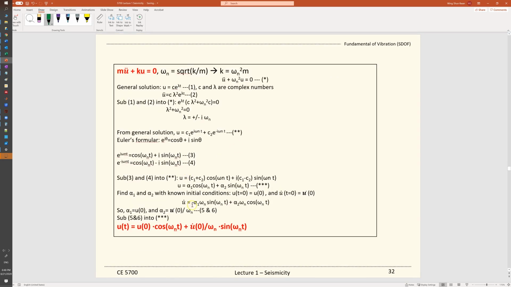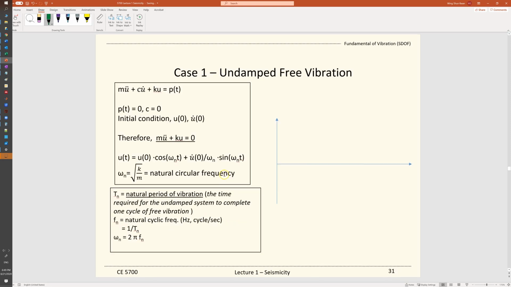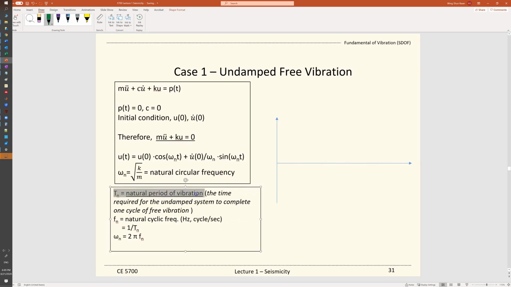It would be great if you can figure out all this math here, but I don't ask for all the structural dynamic side. This is what I need you to understand: the natural period of vibrations. This is the time required for the undamped system to complete one cycle of free vibrations. For undamped free vibrations, since there's no friction force at all, there's no loss. So it's an ideal condition that never happens, but the most simple form. That's why we start with it first.